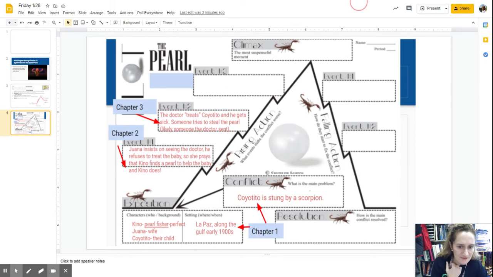Then the problem starts when Coyotito gets stung. We call that the inciting incident. We are in the rising action right now, which is the events that make the conflict worse, that complicate the conflict or the problem.